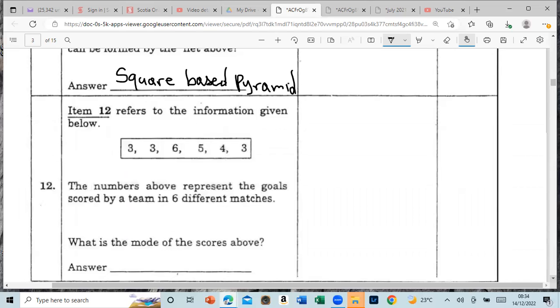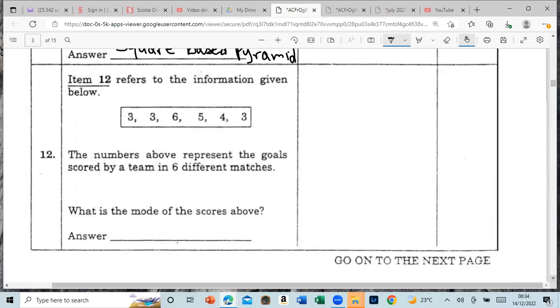Alright, item 12 refers to the information given below. So we have 3, 3, 6, 5, 4, 3. The numbers above represent the goals scored by a team in 6 different matches. What is the mode of the scores above? Now the mode is the number that occurs the most. So 3 occurs 3 times. So the answer is 3 because 3 occurs the most. No other number occurs more than 3.